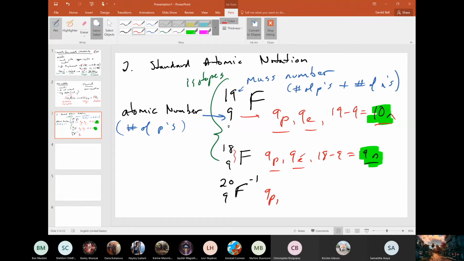So this atom started with 9 electrons, and now it's got a -1 charge. So that means it's gained 1 electron. So now it has 10 electrons in total. And to figure out our neutrons, it would still be those two numbers over here subtracted. So that's 11 neutrons. So there you go. That's a whole bunch of stuff about standard atomic notation.